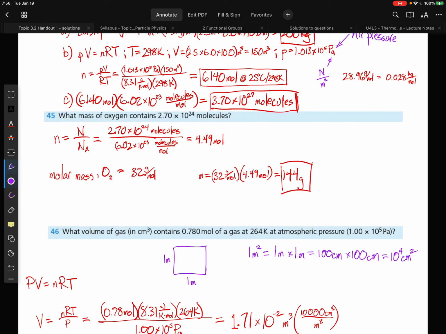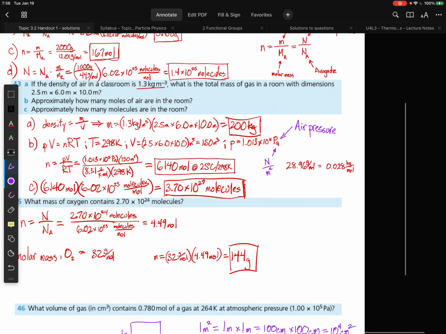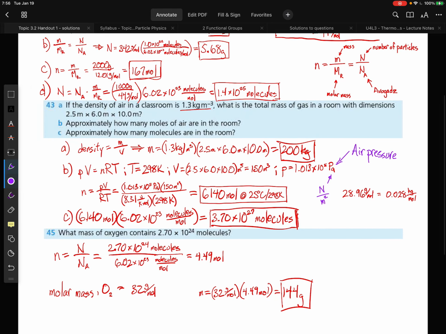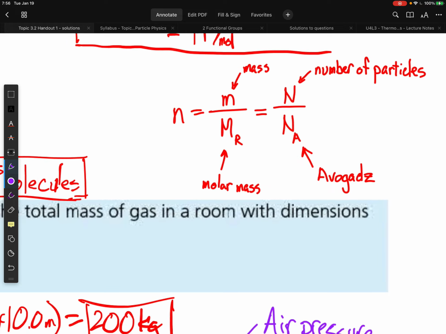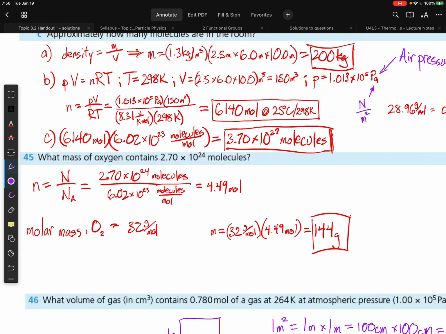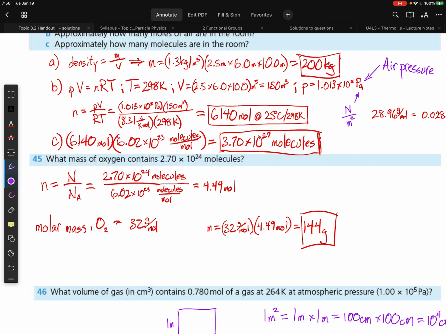Anyway, moving on. Number 45. What mass contains 2.7 times 10 to the 24 molecules? Mass of oxygen, of course. Here I've done it in 2 steps, but this is actually unnecessary. This is a fairly old version of these solutions. If I had used this equation and rearranged it, I could have done this all in one easy step. However, it's never a bad idea to show some intermediate calculations. So here there are a couple.